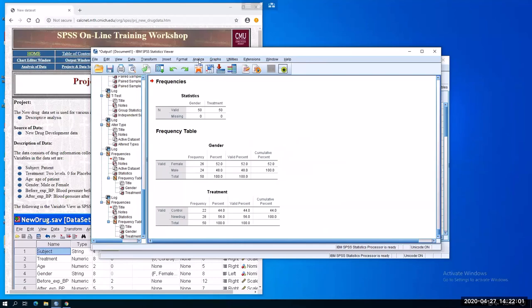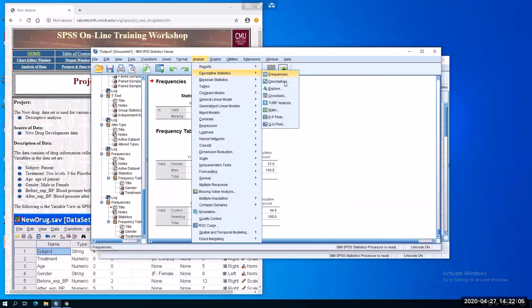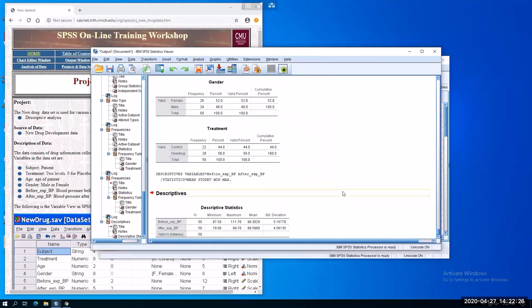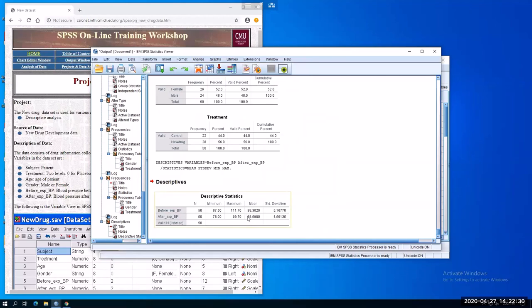So we can answer some simple questions such as that one. Now let's try analyze, descriptive statistics, and then descriptives. Let's choose blood pressure before experiment and blood pressure after experiment, and click OK. Here we will see the mean value. Mean blood pressure before the experiment was 98.3 and after was 88.5. So did blood pressure decrease after the treatment? The data suggests that the answer is yes. So you need to play with these descriptive statistics. It depends on what you want to know from your data.